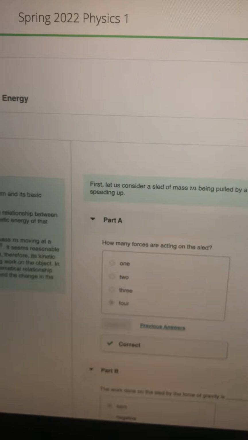Alright, now we're going to go to F. Let me just put F right here. F says the net work done on the sleigh. Okay, so all the work combined, right? Well, it's given in the very beginning that the sleigh does move. The sleigh is speeding up.